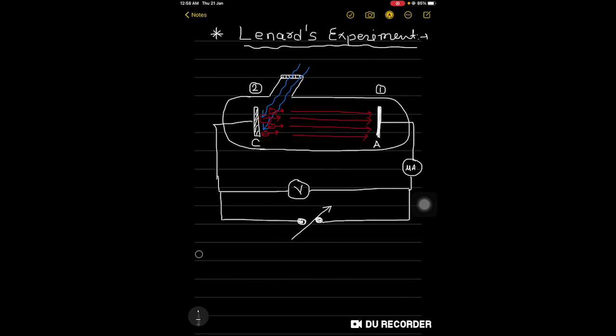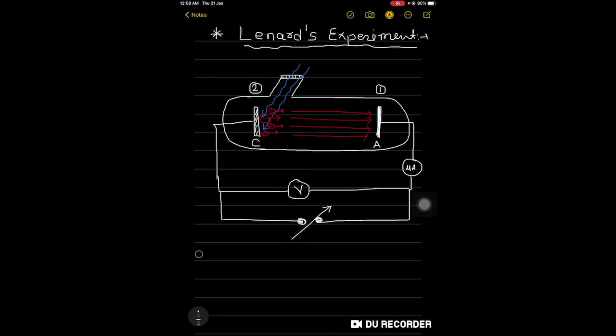Now again I am repeating what was there in the experimental setup. So we say that Lenard observed that when UV light radiation was allowed to fall on the emitter plate, that is C, on an evacuated glass tube enclosing two electrodes which are metallic plates, the current flows in the circuit. As soon as the UV light radiation was stopped, the current flow also stopped.